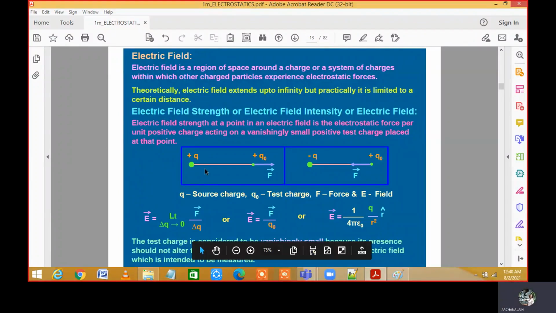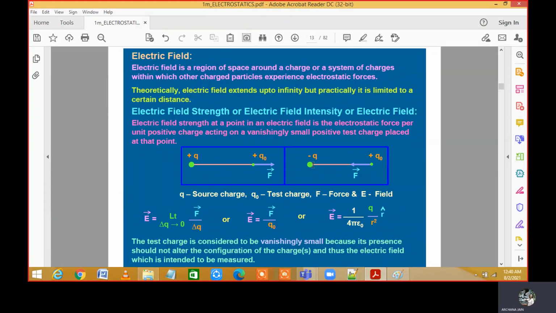Let us consider source charge plus Q. The surroundings of source charge plus Q is modified. When we bring test charge Q naught near to plus Q, then test charge Q naught experiences force of repulsion, which is represented by F in the figure. If we take negative charge minus Q and bring test charge Q naught near to it, then Q naught will feel force of attraction due to negative charge.